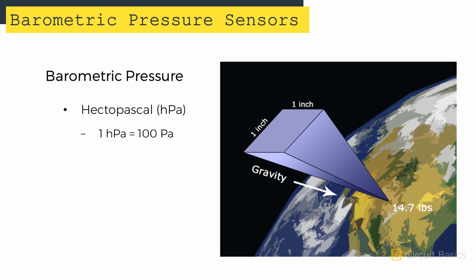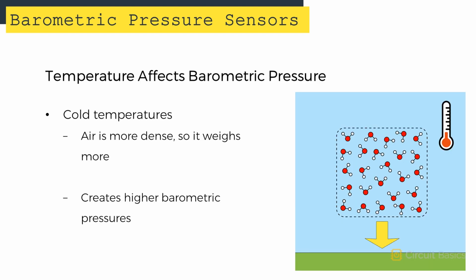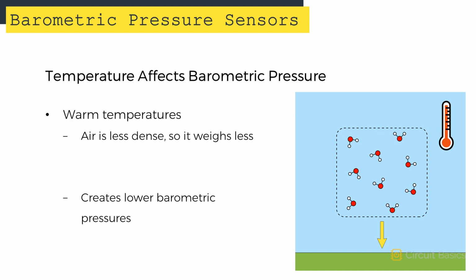The BMP180 also measures temperature. Since temperature affects the density of gases like air, it also affects the pressure exerted by that mass of air. Colder temperatures cause air to become more dense, so it weighs more and exerts more pressure. Warmer temperatures make the air less dense, so it weighs less and exerts less pressure. We can use the temperature measurements to make the pressure readings more accurate. Actually, this will be done by the library we're going to use.